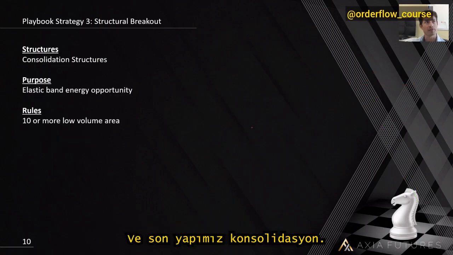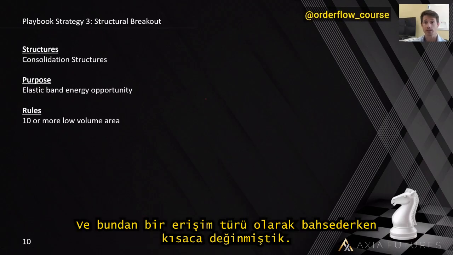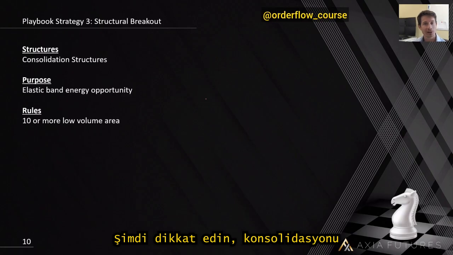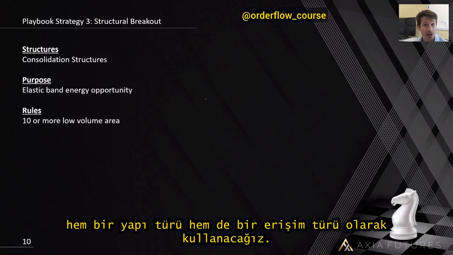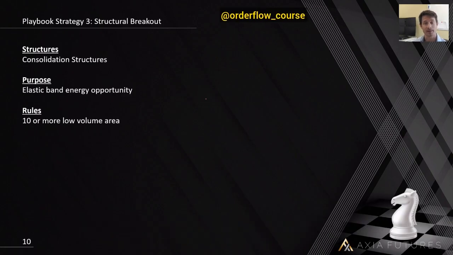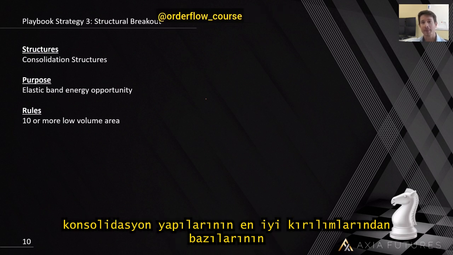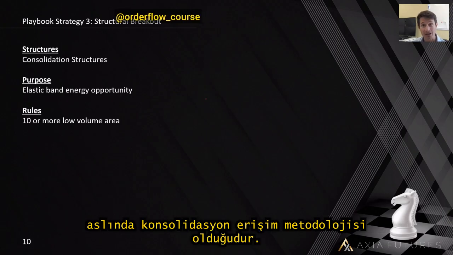And then our last of our structures is what we call consolidation. And we spoke briefly about this when we spoke about this as an access type. So now note, we're going to use consolidation as a structural type, but also as an access type. And what you'll see actually when you start to go through a number of examples in the markets, very often some of the best breakouts of consolidation structures are actually consolidation access methodology.